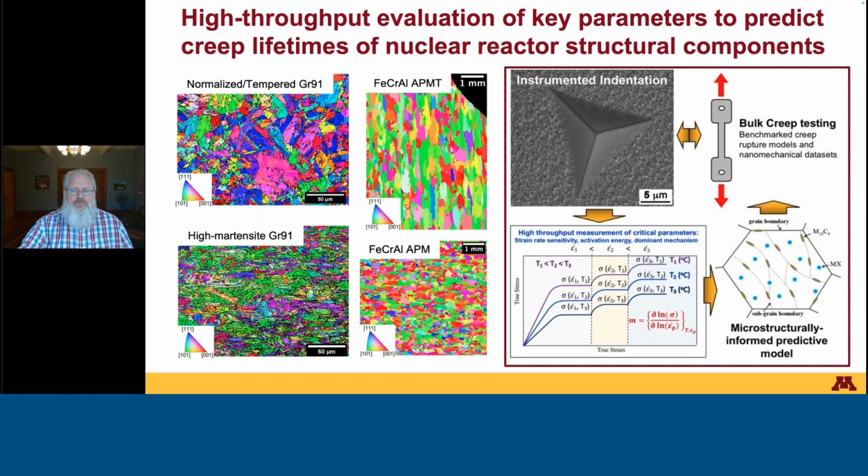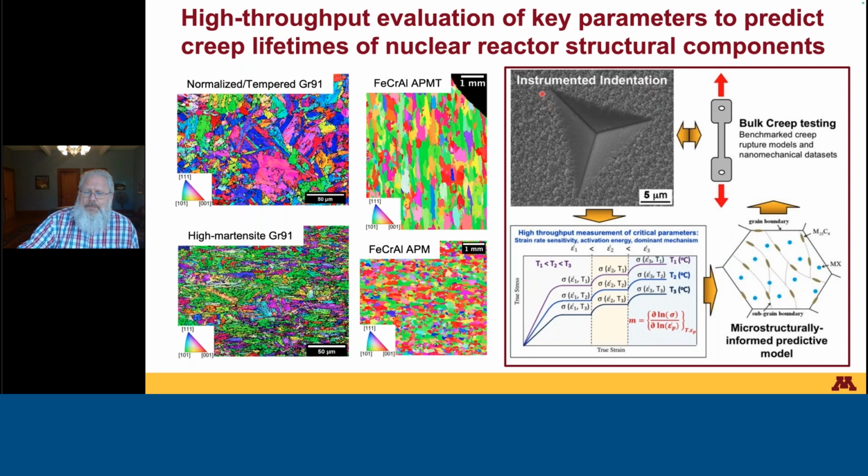We'll also be looking at 2 different types of FeCrAl alloys, APMT and APM, which are both Kanthal alloys. We'll get more into what these microstructures look like in a moment, but the thing to take home here is that the grain size for the FeCrAl alloys is very large. These are probably several hundreds of microns wide and even longer from the rolling direction. So we're going to be looking at a composite sort of response with the normalized and tempered grade 91, and then more of a single crystal response from the FeCrAl alloys.